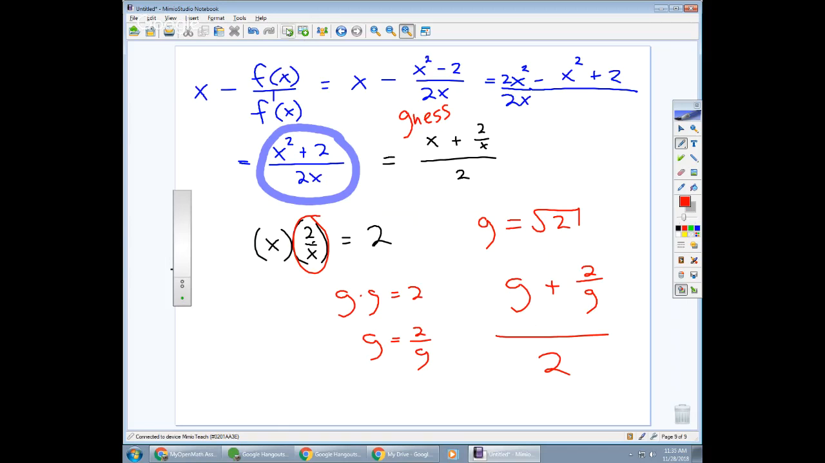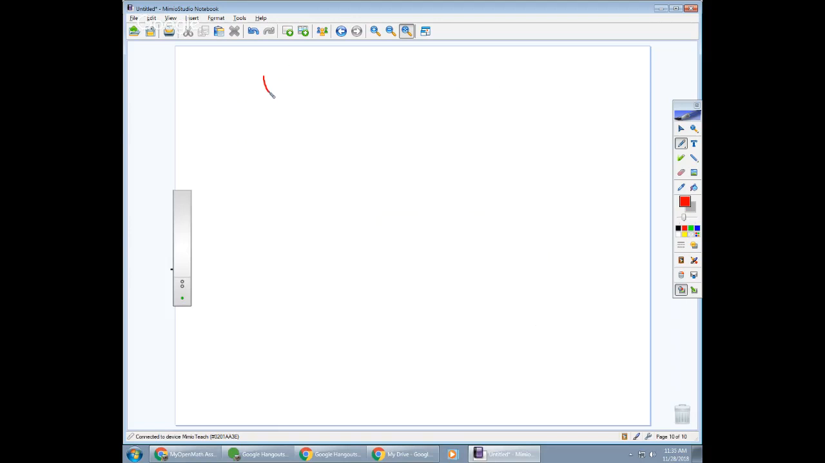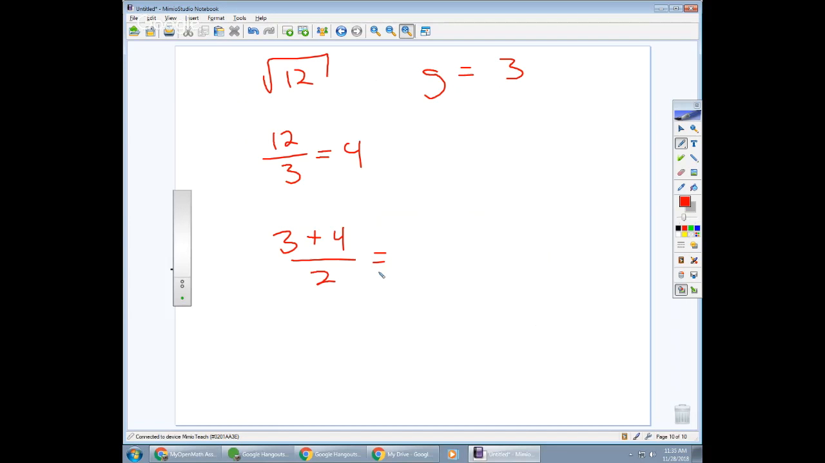Okay, so I'll show you another situation. Consider the square root of 12. Okay, so 3 times 4, 3 and 4 are pretty close to each other, aren't they? So I'm going to guess that 3 is the square root of 12. Now, what happens if you take 12 and you divide by 3? What do you get? 4. Okay. So now if you take 3 and 4 and you average them, you now get a better estimate at the square root of 12.